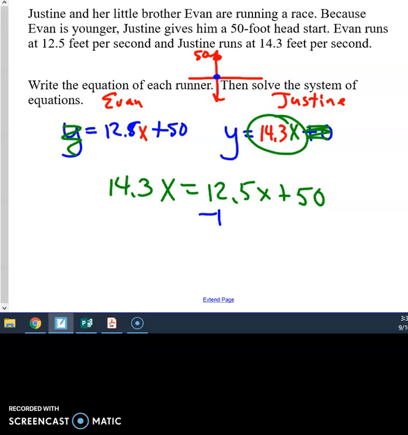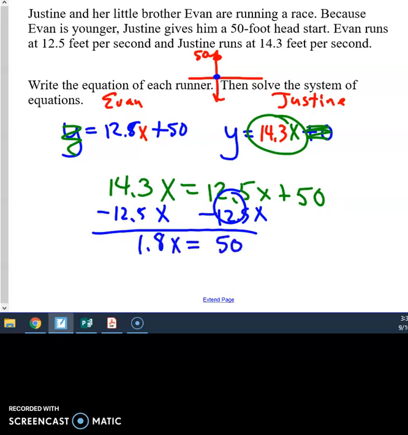So first step is, I like taking care of the x first. So I would subtract 12.5x from both sides. Keep the number in front of the x positive, which would be 1.8x equals 50. And then I'm going to divide both sides by 1.8 to get the answer. So 50 divided by 1.8 is about 27.7 repeating.